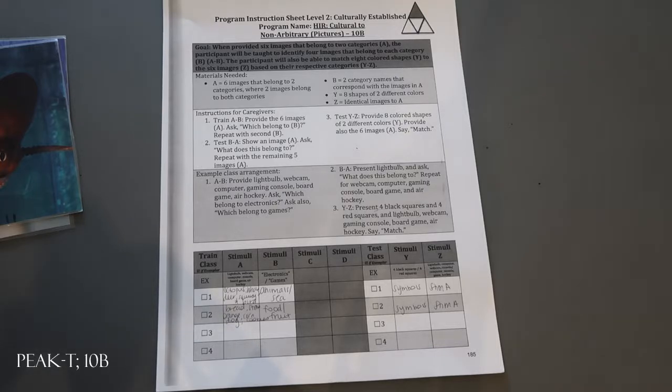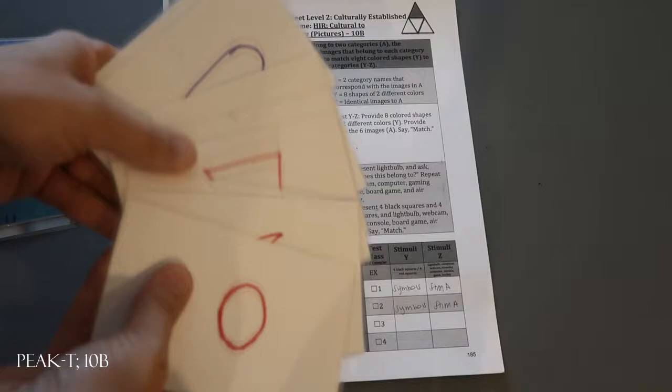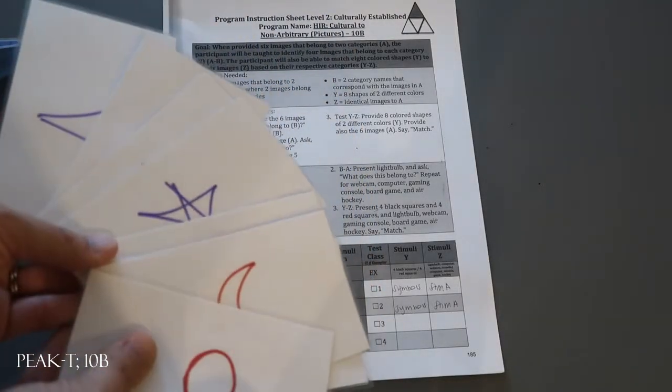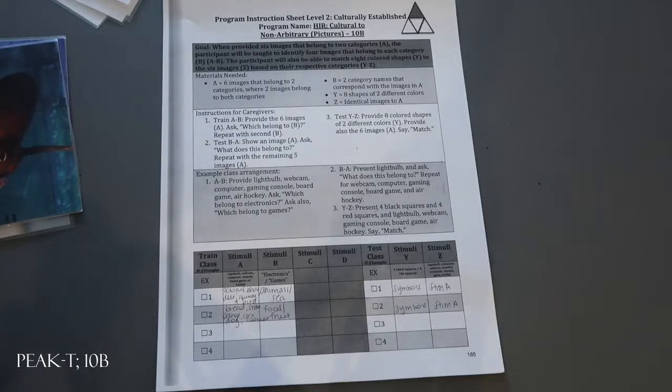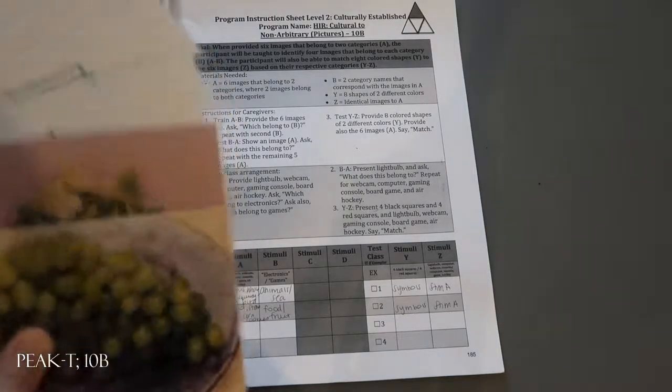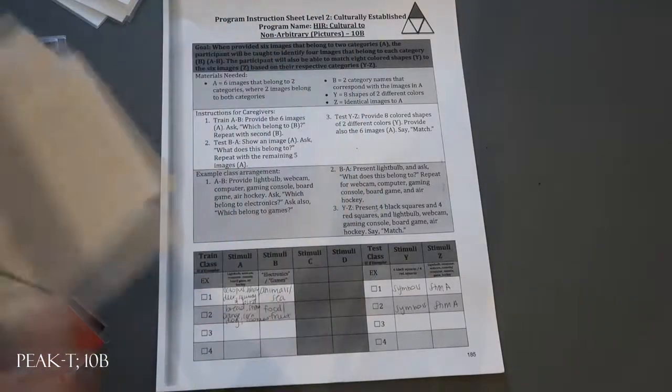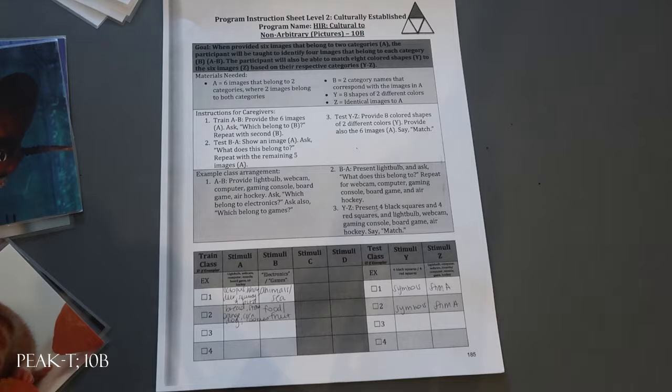your Y stimuli, you're going to want just different shapes and various colors. So you're going to need a set of 8. So we have 1 set there for test class 1. 1 set here for test class 2. There's another 8 symbols.